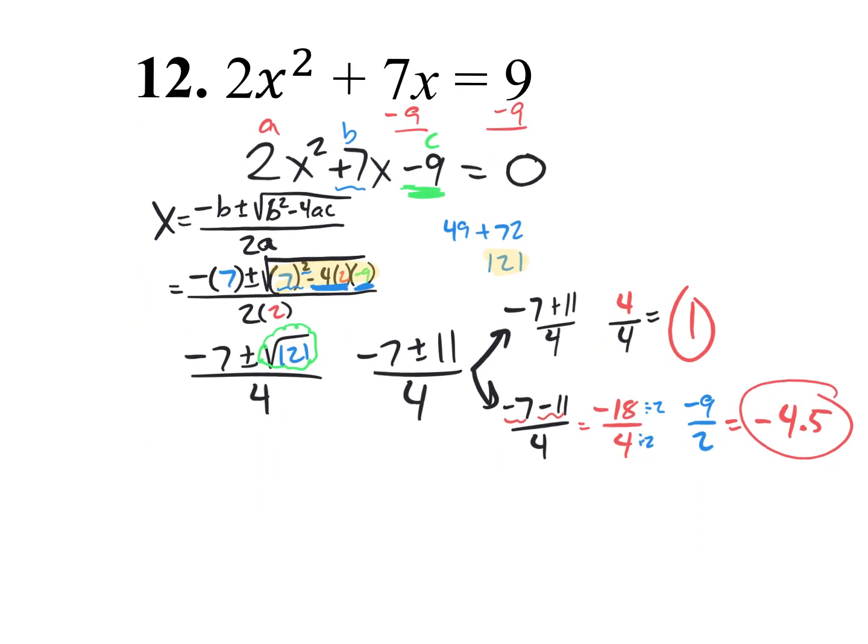What does that mean? That means that if you were to have graphed on Desmos y equals 2x squared plus 7x minus 9, it'll be a parabola that opens up, and it would cross the x-axis at positive 1 on the x and at negative 4.5 on the x, in between negative 4 and negative 5. So I recommend using Desmos to double check your answers. And I really need you guys to practice this quadratic formula.